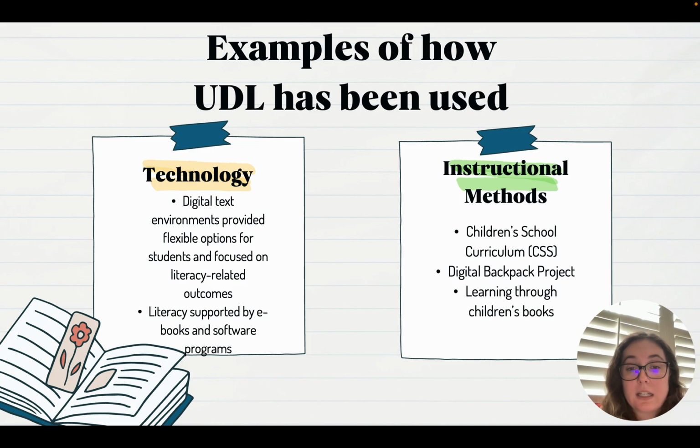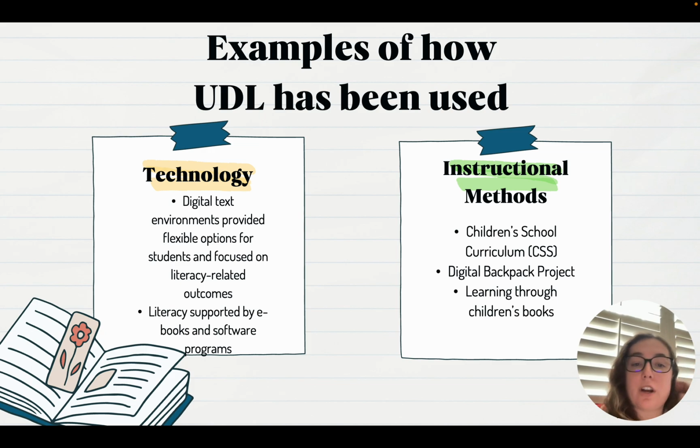Also, digital text could offer read aloud options for students who are hearing impaired. So this would be a good option to use for UDL for many different types of students. Also, literacy is supported by ebooks and software programs. So, like I said, just for visually or hearing impaired, or even students that learn better on the computer. I know a lot of days kids are really into technology, so this could definitely be a good option. And these are just a few examples from the articles that I read, like two main methods. Technology was one of them for how UDL has been implemented.